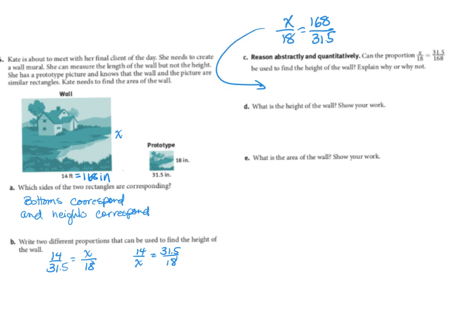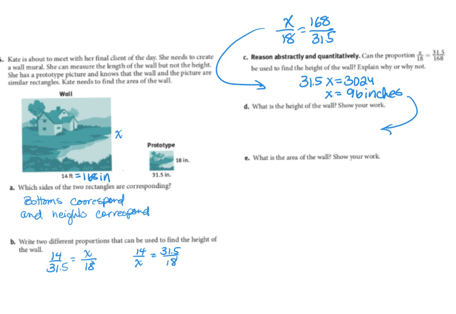So cross multiply, and I would get 31.5x equals 168 times 18, 3,024. And then divide both sides by 31.5. And that's 96. This is in inches. That's the height of my wall in inches.